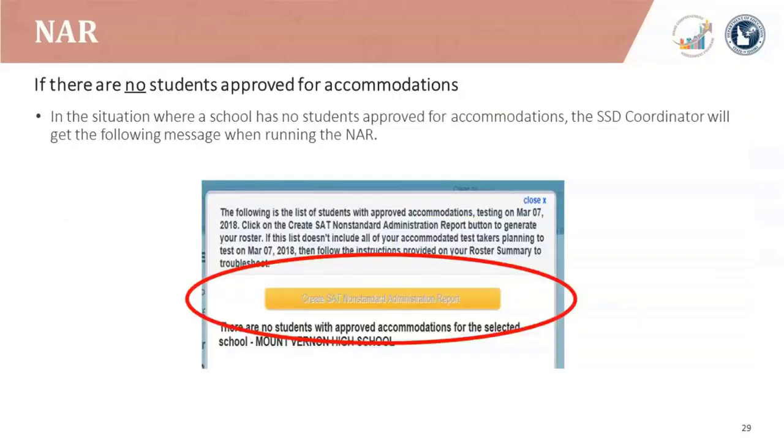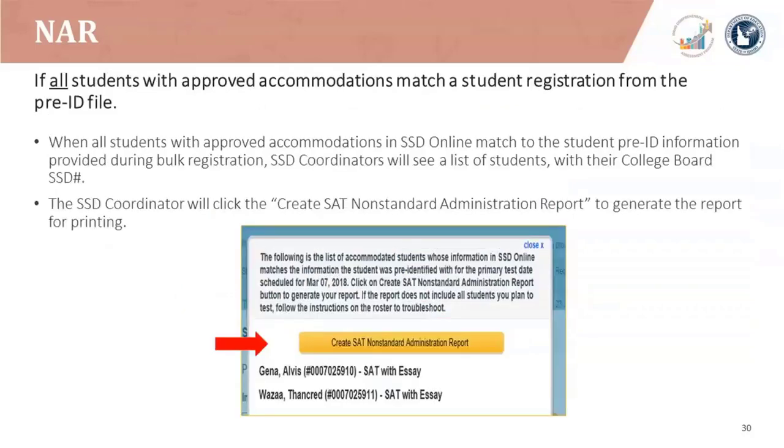In a situation where a school has no students approved for accommodations, the SSD coordinator will get the message on the screen when running the NAR. When all students with approved accommodations in SSD Online match to the student pre-ID information provided during bulk registration, SSD coordinators will see a list of students with their College Board SSD number. The SSD coordinator will click the Create SAT Non-Standard Administration Report to generate the report for printing.